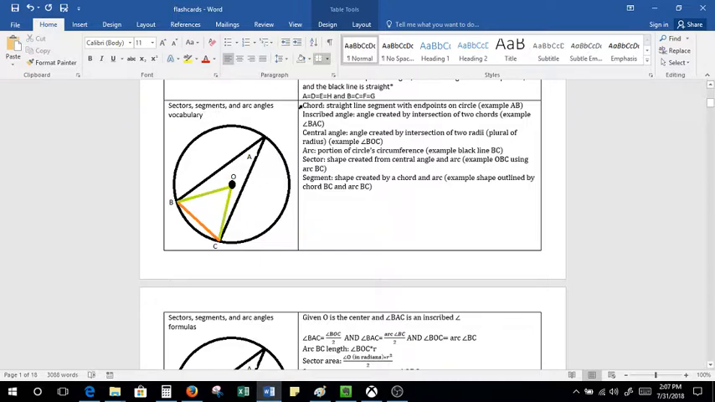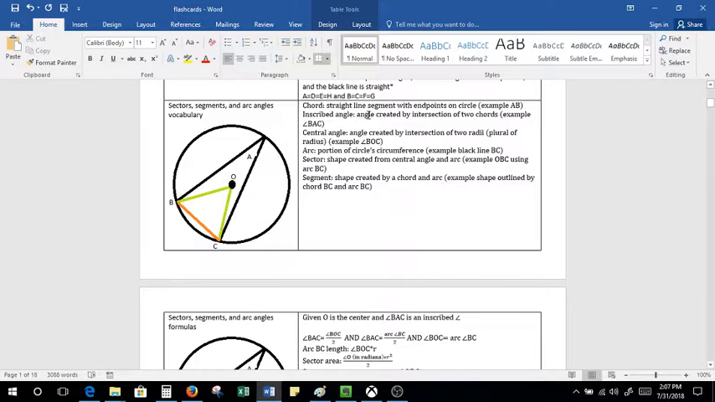So this is just vocabulary. A chord is a straight line segment with endpoints on the circle. So if we took, I'm using A as this point over here, so A, B, both of the endpoints are on the circle, so this is a chord.